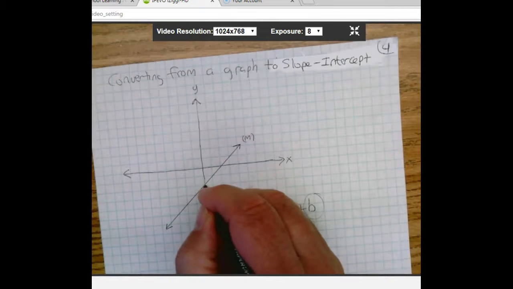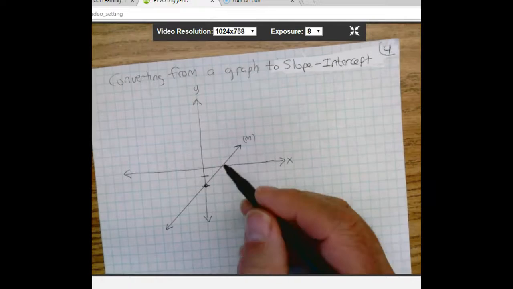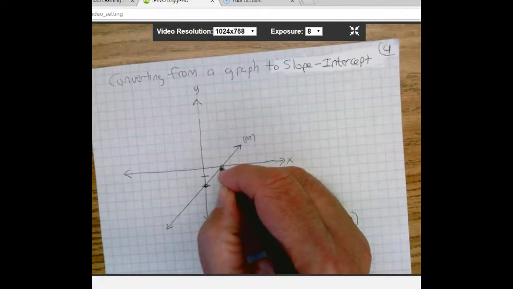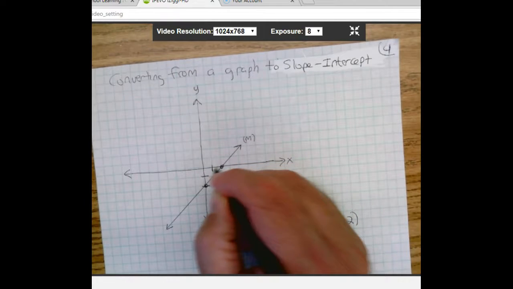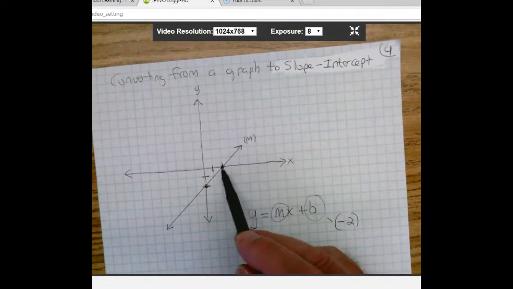It looks like it's right here, right? So we go 1, 2. So y-intercept is equal to -2. And then the slope. What we can do is pick out two easy points. Okay? And we'll pick this one because it's right on the line. Okay? So then we can figure out the slope by comparing these two.